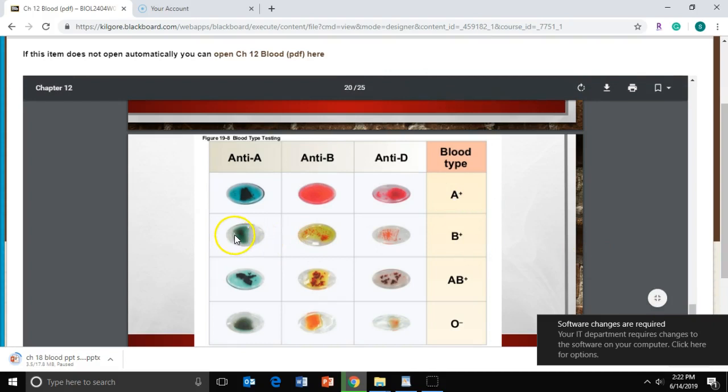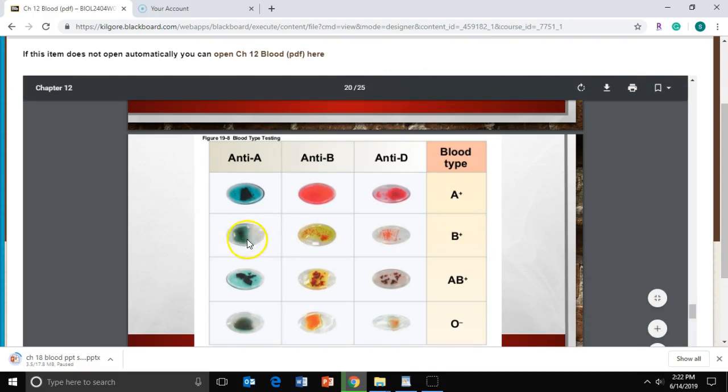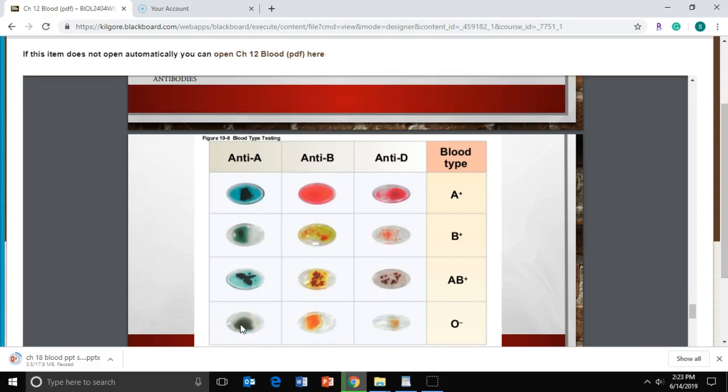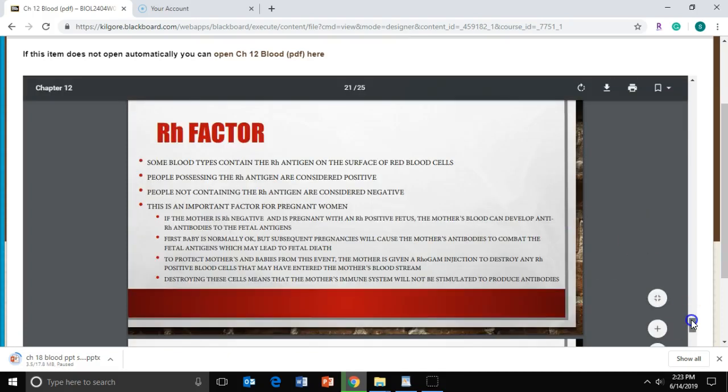The next one, you can see in this well that you do not have clumping of the cells, but here you do. All this granular is clumping or agglutination. And this one also has clumping or agglutination. So this is B positive. On this one it clumped or agglutinated, and agglutinated. So this is AB positive. And in this one, this is that universal donor. It doesn't agglutinate, it's O negative. So this is about the Rh factor I was referring to.